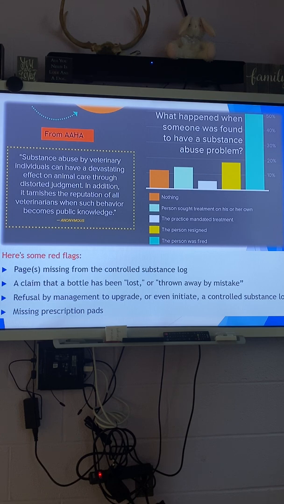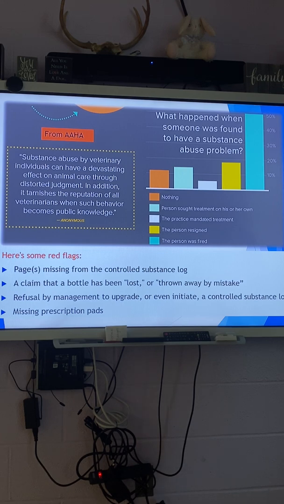Substance abuse by veterinary individuals can have a devastating effect on animal care through distorted judgment. If you're on drugs, can you treat the animal properly? Come on, let's be realistic. In addition, it tarnishes the reputation of all veterinarians when such behavior becomes public knowledge. So here are some red flags. These are the red flags that we look for to see if someone in the clinic is abusing.